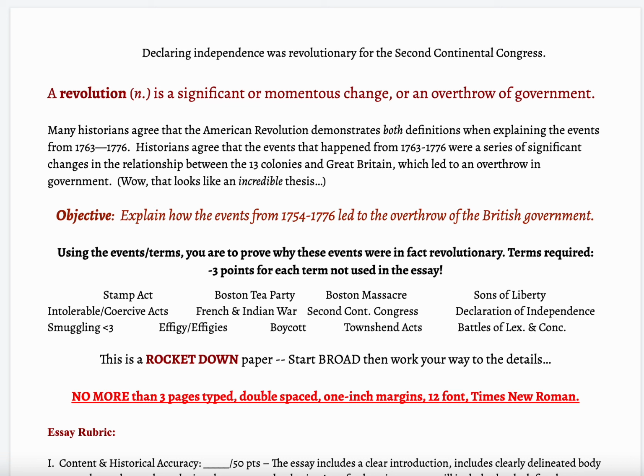My little delegates. Today I'm going to show you this little flick on how to write the American Revolution paper, which I've gone over in class, but I figured I would give you the pleasure of showing you how to write the paper one more time.